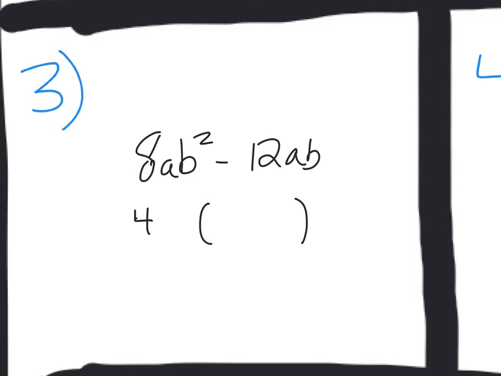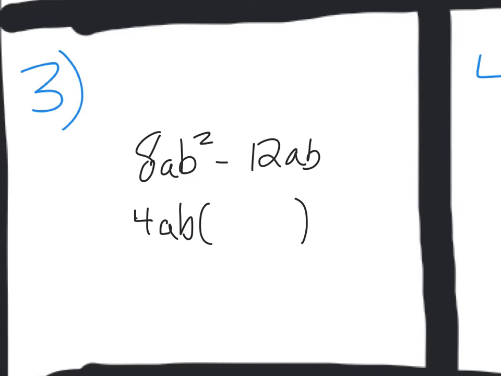Alright, now we go letter by letter. Let's start with a. So we got 1a here and 1a here. That means I can pull out an a. Alright, now let's look at the next letter. We've got b squared here and just b here. So actually I can pull out a b. I can't pull out a b squared because this guy does not have b squared. He just has a single b, b to the first power. So the most that I can pull out, or the greatest common factor that I can pull out, is just going to be b.